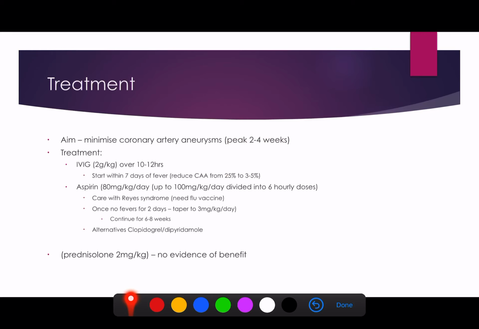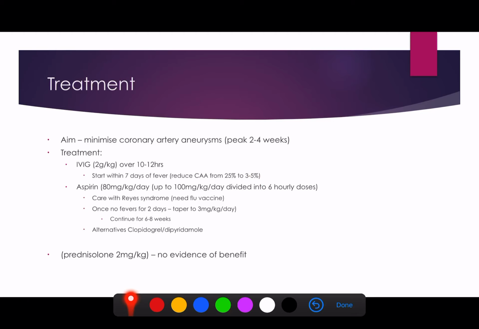The treatment is a combination of IVIG and aspirin. And the IVIG is 2 grams per kilo over 10 to 12 hours. And it's really important to try and start it as early as possible. They suggest within 7 days of the fever starting, because that can reduce the risk of coronary artery aneurysms from 1 in 4 down to just 3 to 5%. So a massive reduction if you can start it early.